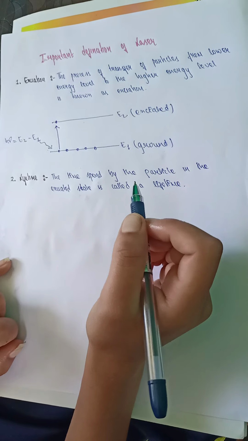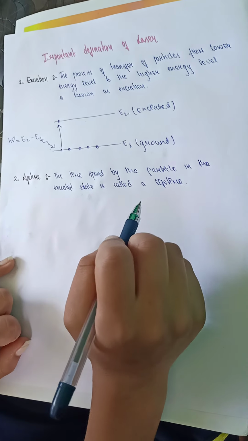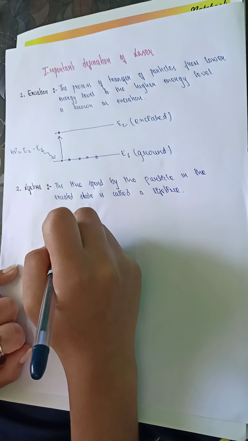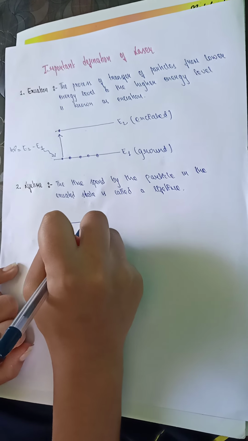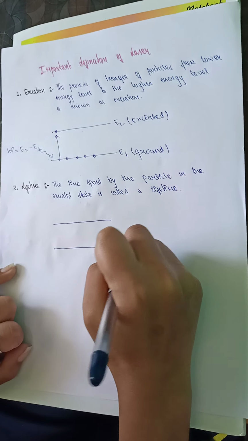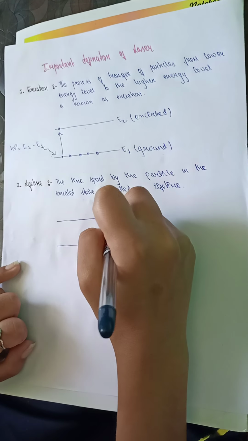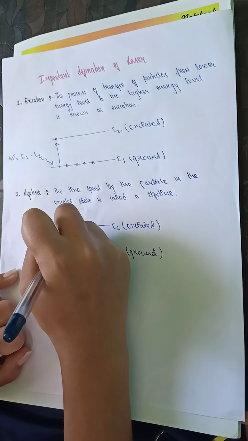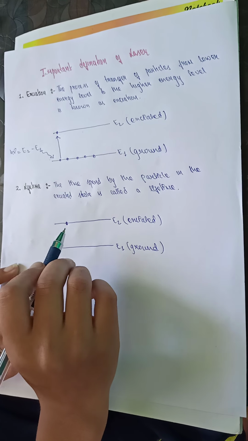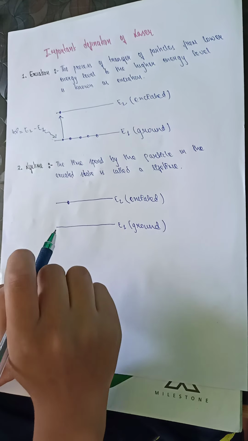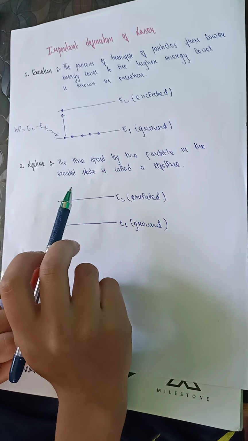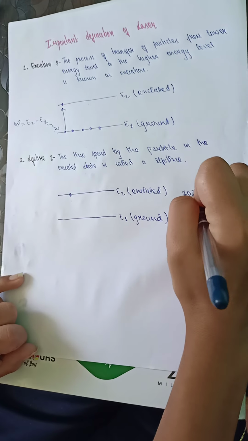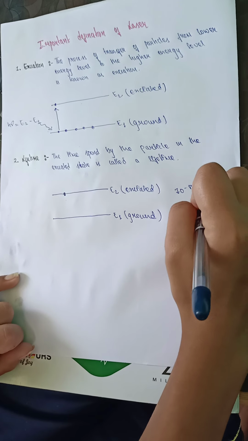Now the second one is lifetime. Lifetime means the time spent by the particle in the excited state. Consider E1, the ground state, and E2, the excited state. The particle will absorb the energy and jump into the excited state. Now the particle will spend some time in the excited state, and that time is called the lifetime of a particle. Generally the lifetime of a particle is 10 to the power minus 8 second, for a hydrogen atom.